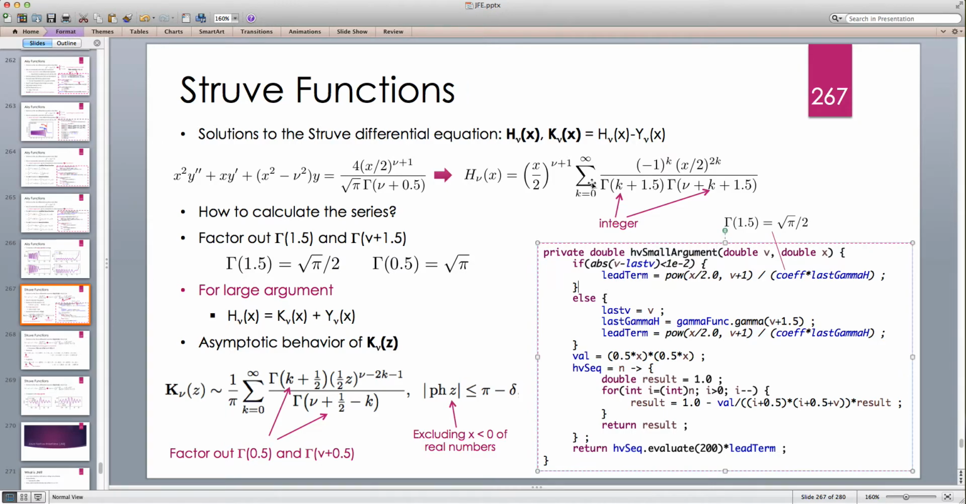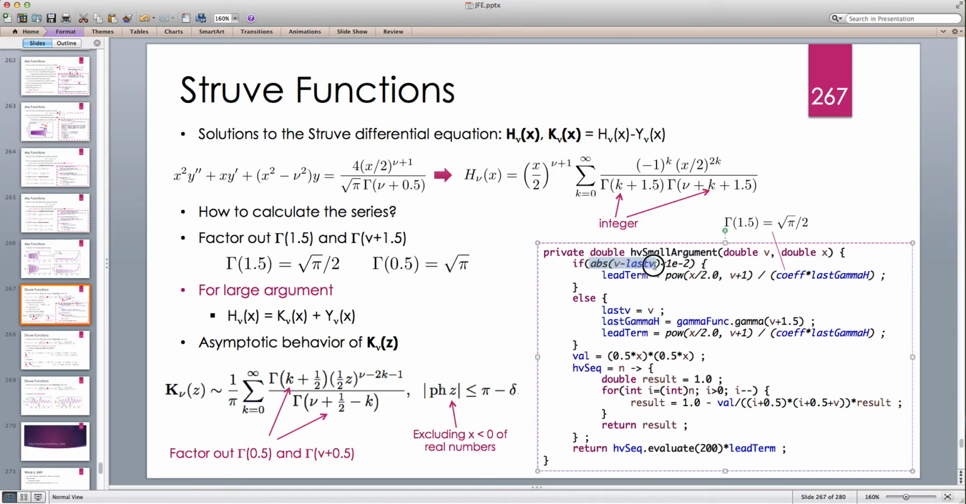So again, just like Bessel functions, this power series is very good for small arguments, small x. For large x, we can use a large argument asymptotic approximation. So here for h nu, a small argument, we have double nu and double x. And again, just like Bessel functions, we're going to cache the value of gamma of nu plus 1.5, because if only x is changing and nu is not changing, we don't need to evaluate this gamma function, gamma of nu plus 1.5, each time, right?